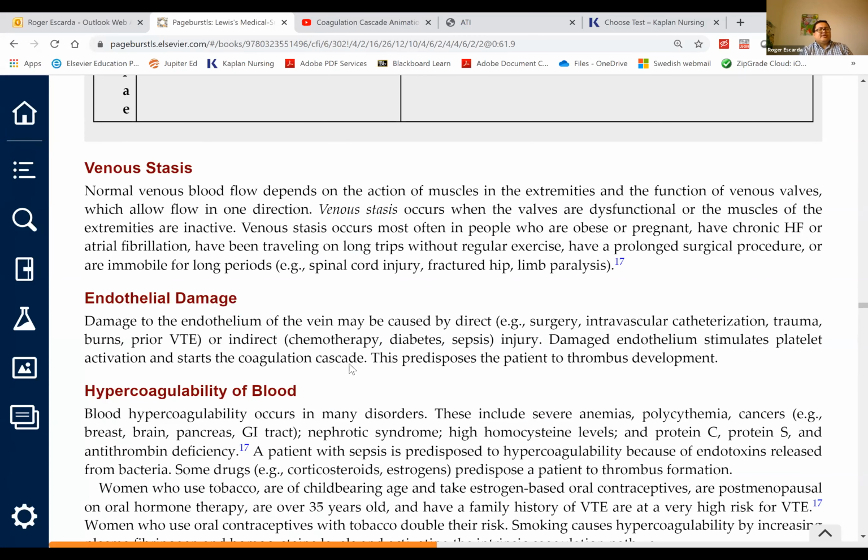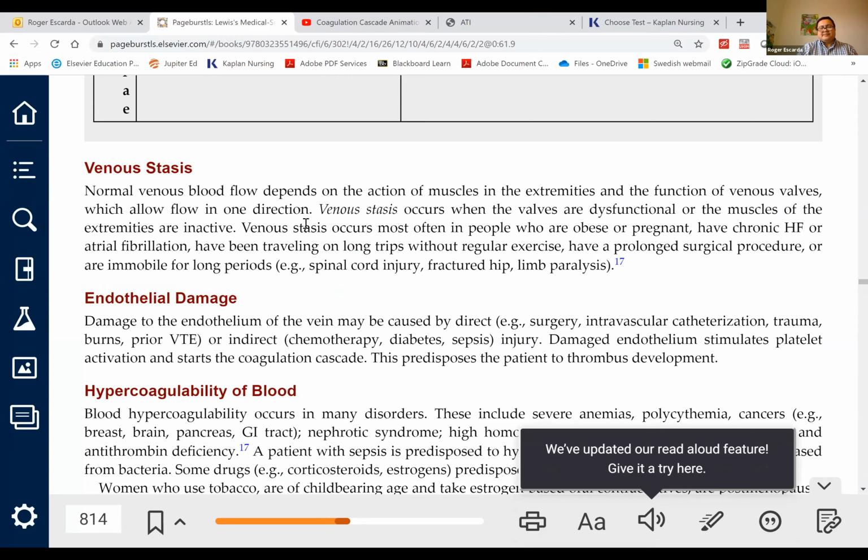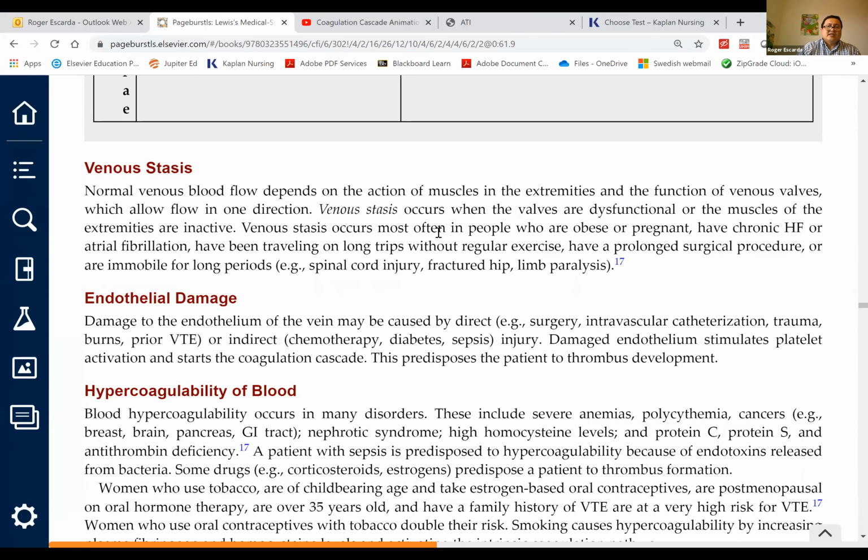So what conditions really lead to venous stasis? What does venous stasis mean, Sandra? Vein and stasis. We know stasis is something stagnant, and venous means in the veins. So what does this mean? It means that blood is not flowing at its normal rate through the veins. All right, so it's stuck somewhere, right? So that's what we call venous stasis.